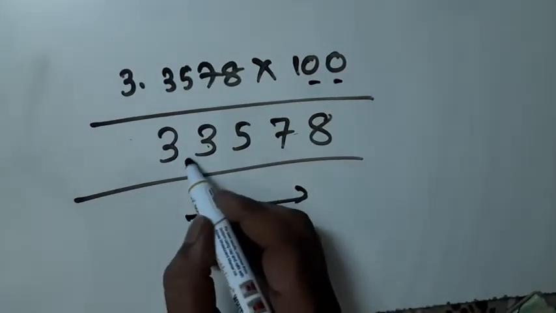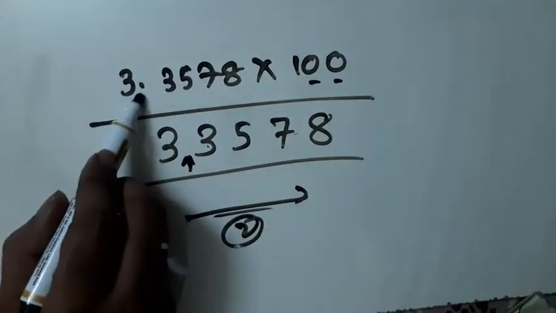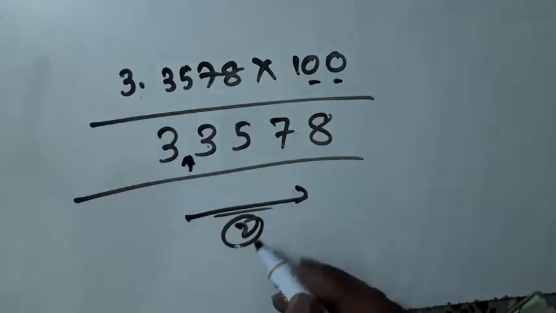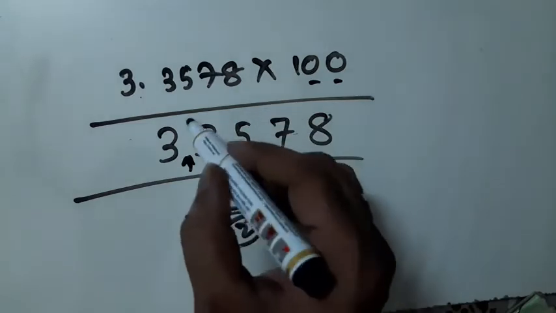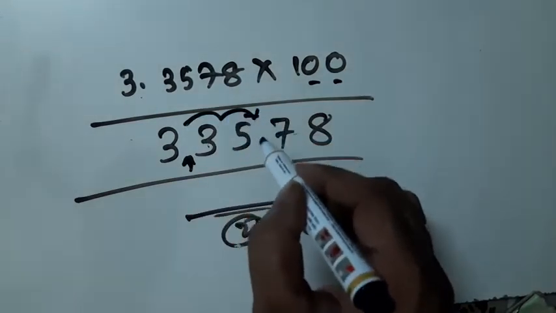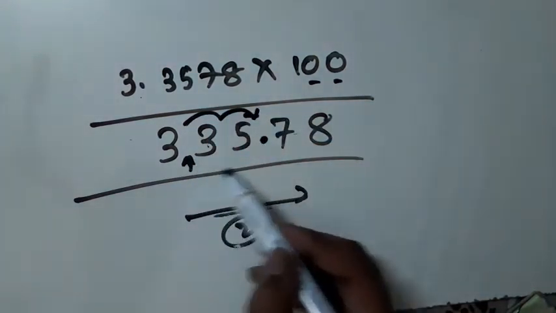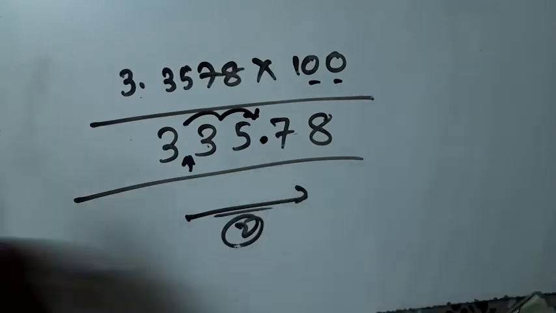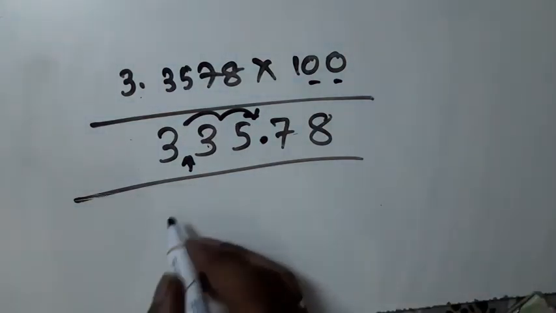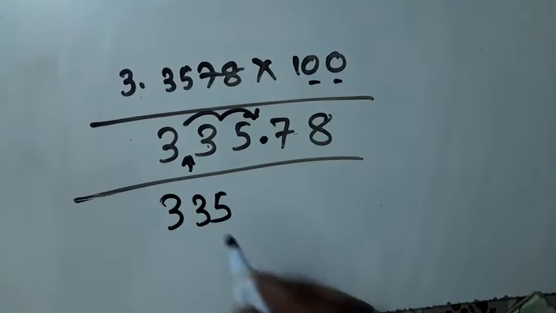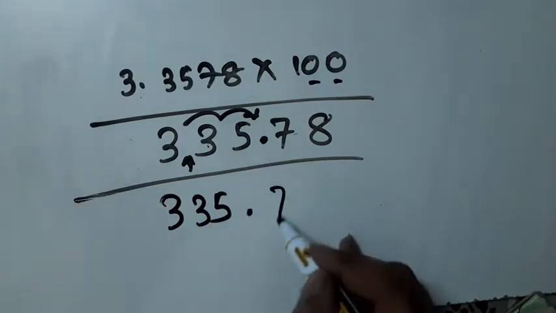So earlier the point is here, as you can see in the question. It has to move two steps towards the right. So 1 and 2, the point reaches here. Two places it has moved. So the answer becomes now 335.78.